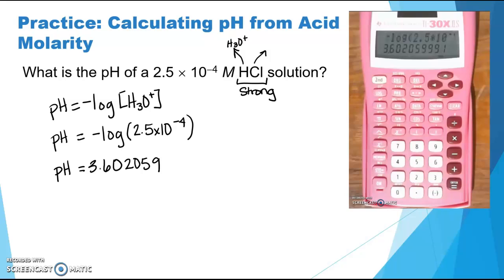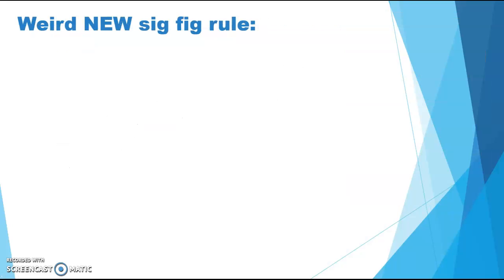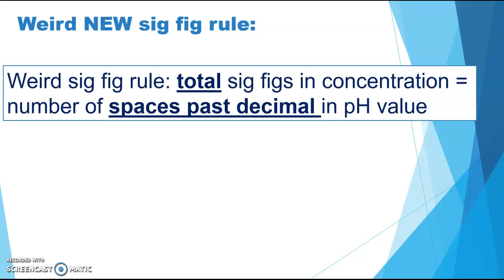Now, we got to talk sig figs. What sig figs is it? Is it 2 because that's my weakest link here? Well, that's what would be nice, wouldn't it? But my last gift to you is a weird new sig fig rule, except I didn't make it up, so you can't be mad at me. When it comes to logarithmic functions, the sig fig rule is like this weird mix of addition and subtraction. It's completely new and not one we've seen before. The total sig figs in the concentration, so that's in your molarity concentration, is equal to the number of spaces past the decimal in the pH value.